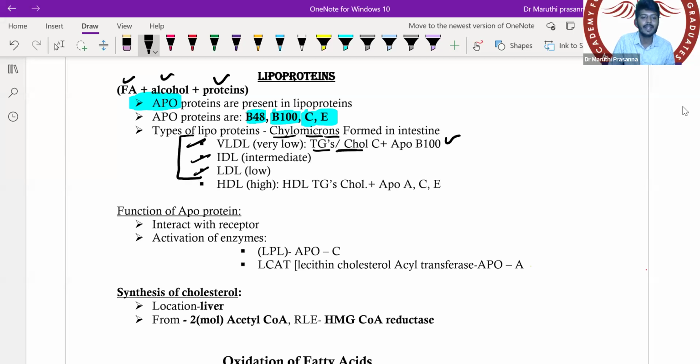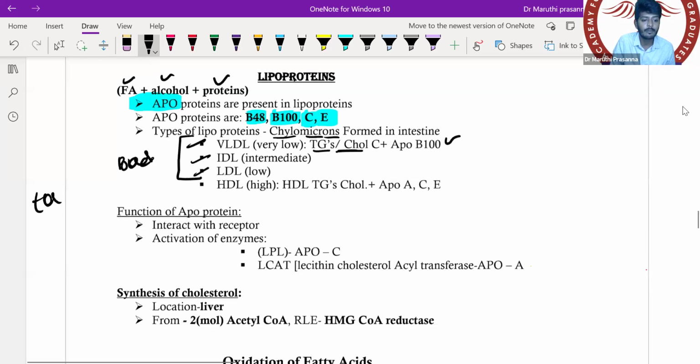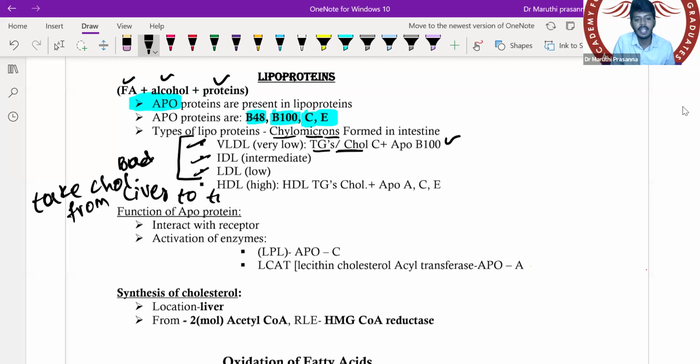IDL is the intermediate density lipoprotein and LDL is the low density lipoprotein. All three of them have a bad effect. They are called bad cholesterol. Why are they bad cholesterol? Because what will they do? They take the cholesterol from where to where? They take the cholesterol from the liver to the tissues. Since they are taking it to the tissues, this can lead to diseases like atherosclerosis.